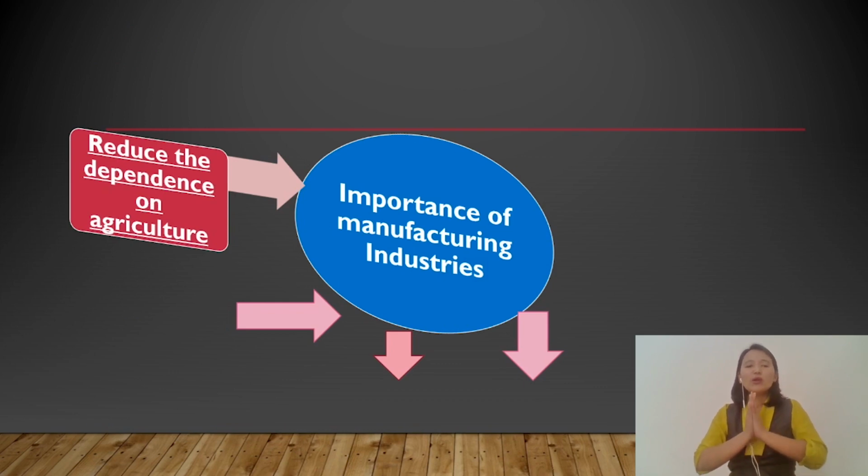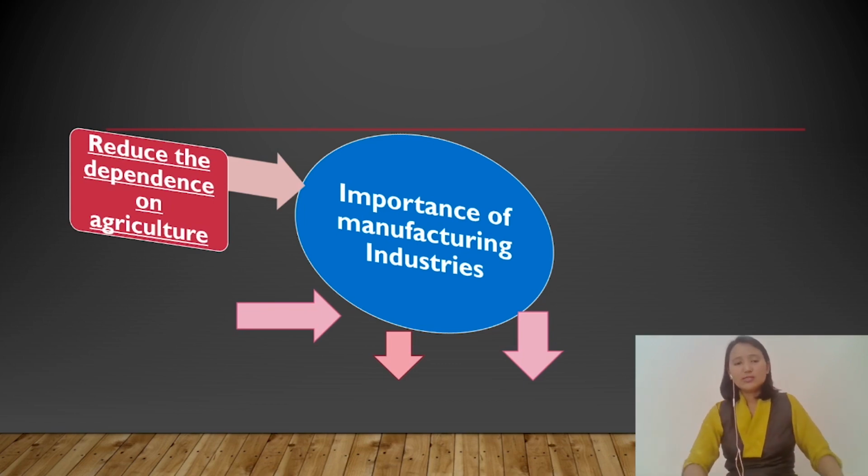Okay. Now coming to our second important point, and this is the importance of manufacturing industries. Manufacturing industry is very, very important. It is because the coming of manufacturing industry has reduced the dependence on agriculture. Industry has come up with many job opportunities. Because of that, lots of people started shifting from agricultural activity to industries.